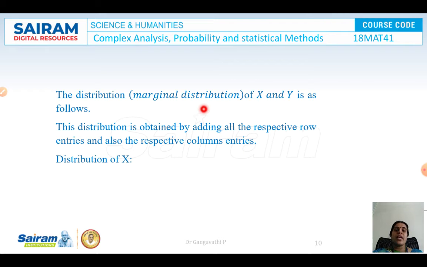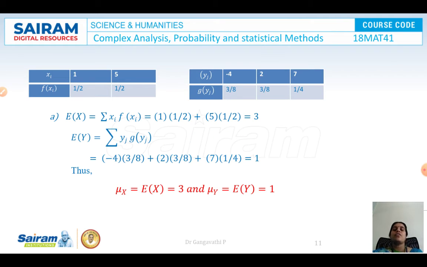The marginal distributions of x and y are obtained by adding the rows: by adding all the joint distribution values in a row, we get the marginal distribution of x. And if I add the columns, we get the marginal distributions of y. So first let us find the distribution of x. You can observe in the given problem, the values of x given are 1 and 5.